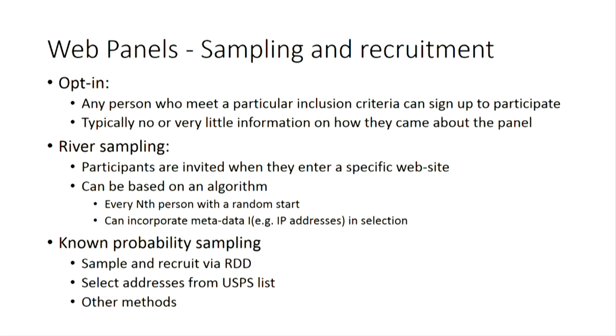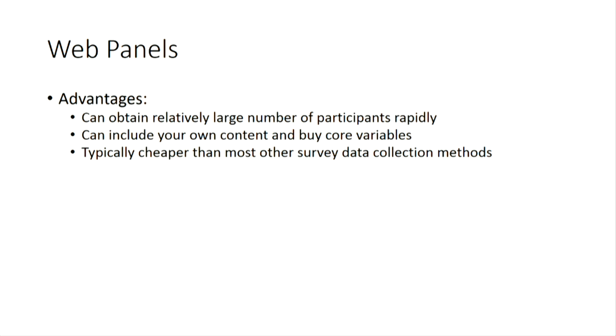Some of these organizations will sample a list of addresses from the U.S. Postal Service list of addresses, and then go to those addresses, either mail a packet or show up in person and invite them to participate in the panel. So here you have a more complex sampling approach and recruitment approach that really mirrors the national surveys we talked about before, but for a different purpose.